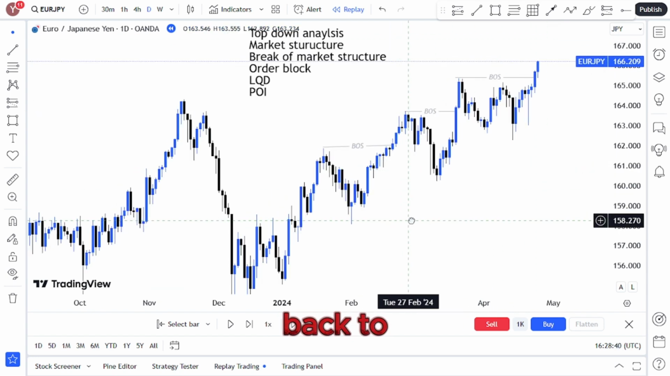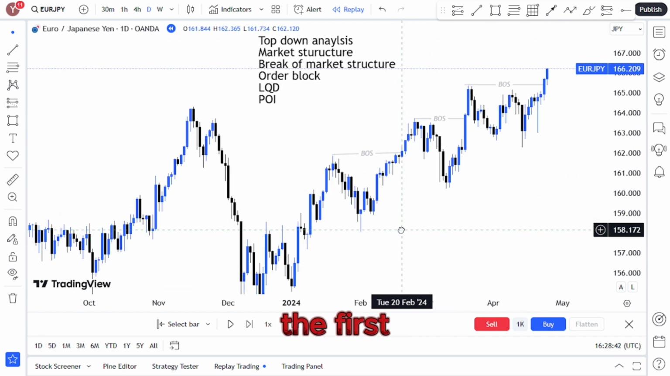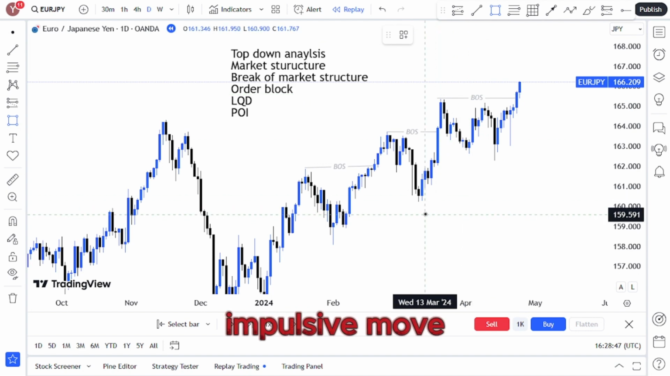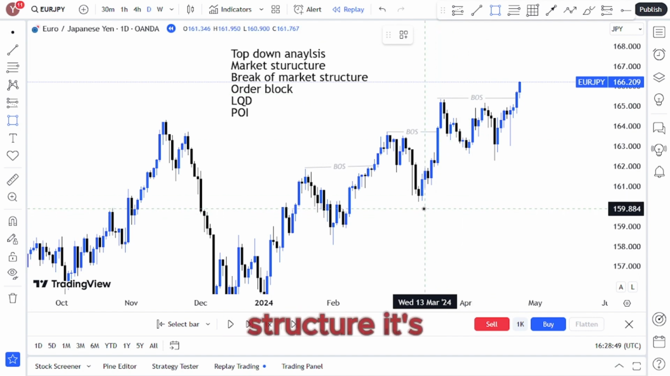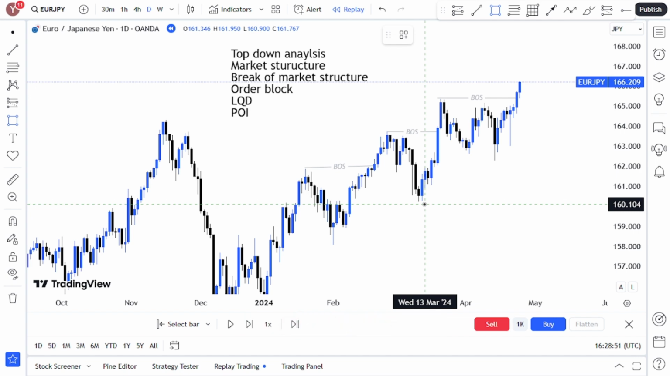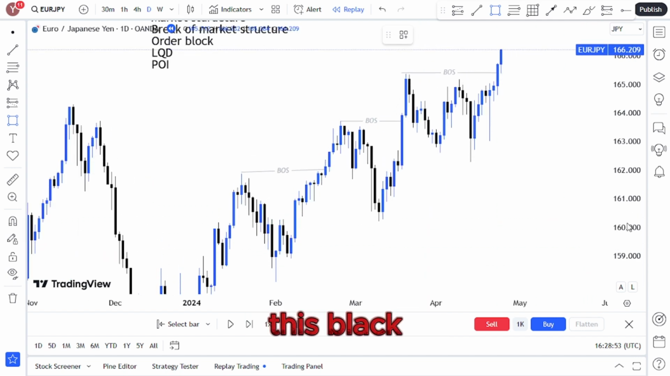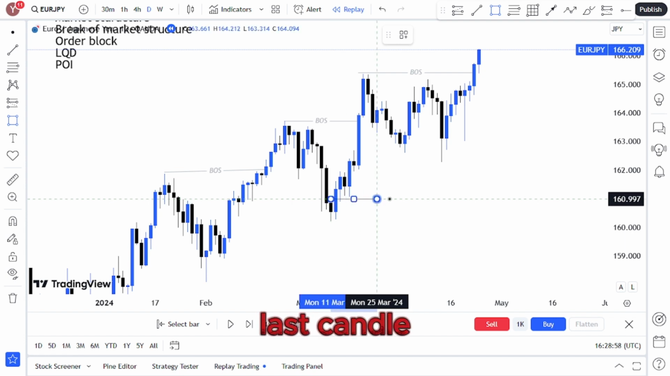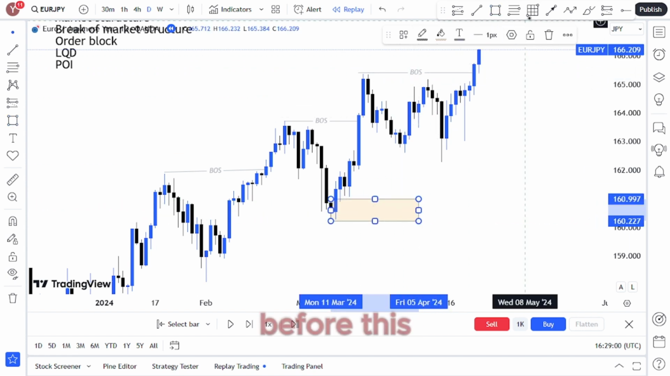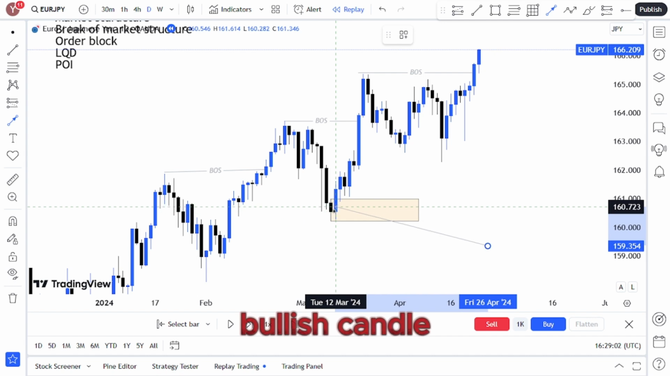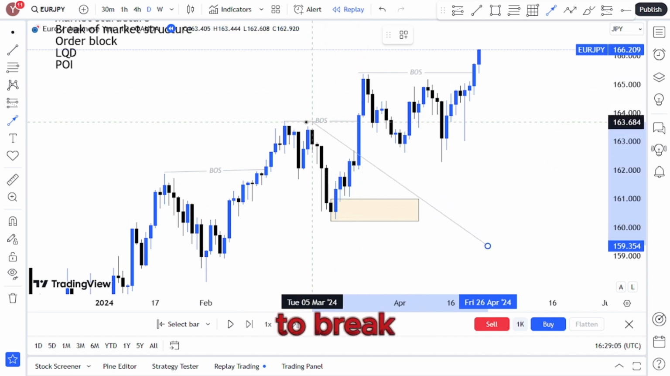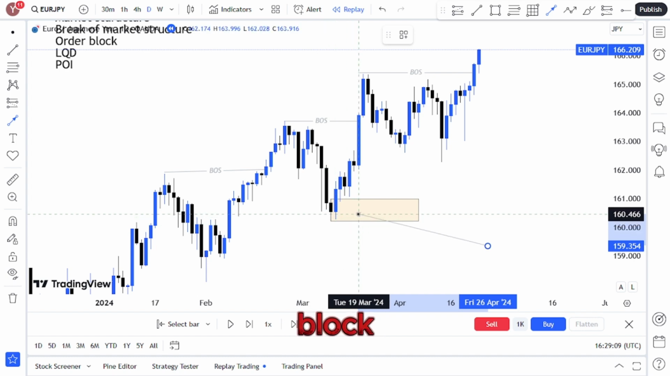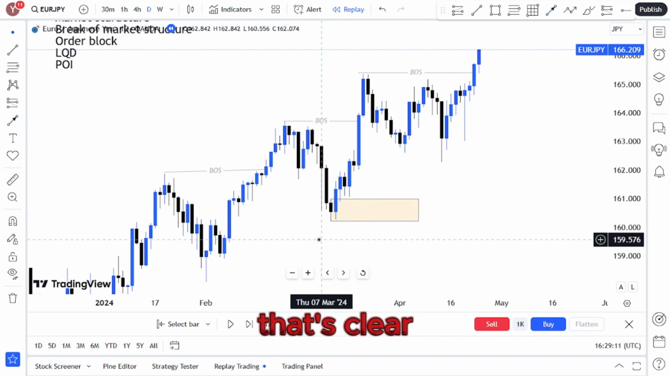Let's go back to the first example. On the first example, we say that an order block is the last bullish or bearish candle before an impulsive move to the upside that breaks structure. It must break structure. Okay, so this black candle, let me zoom out. This black candle happens to be the last candle that printed before this bullish candle started moving to the upside to break structure. So this is considered to be an order block. I believe that's clear enough.